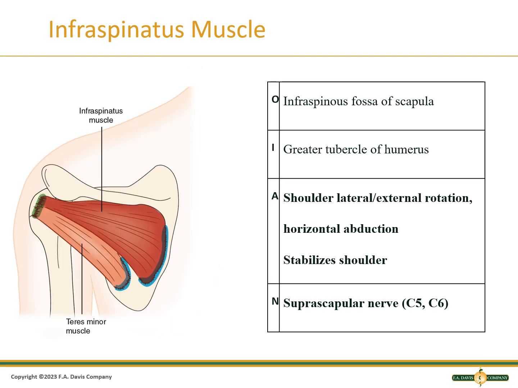Infraspinatus is another one of our rotator cuff muscles. Remember, infra being below spine, spine of the scapula. So its origin is the infraspinous fossa of the scapula to insert on the greater tubercle of the humerus. It causes shoulder external rotation and horizontal abduction, but again, the primary role of our rotator cuff muscles is to stabilize the shoulder, and it is innervated by the suprascapular nerve.